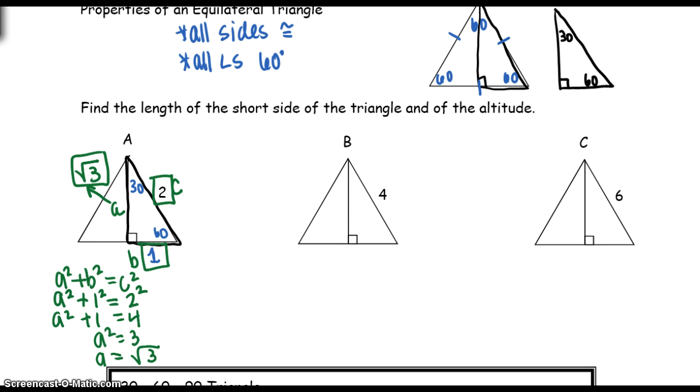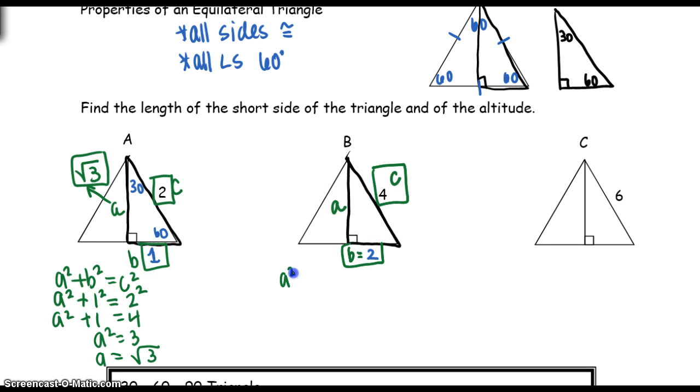Let's look at B. So we're going to do the exact same thing, except I've made it a different length, and I want to see if you can find the pattern. So when we're doing this one, this is 4, so this is 4. This would be half of 4, which is 2. And then we're going to have to use the Pythagorean theorem to solve. So that's your C, right there. This is going to be your B, right there. And then this will be your A.